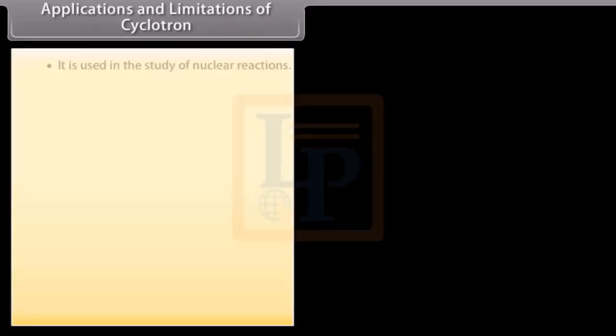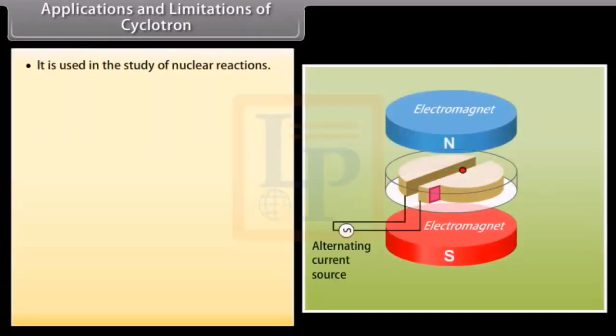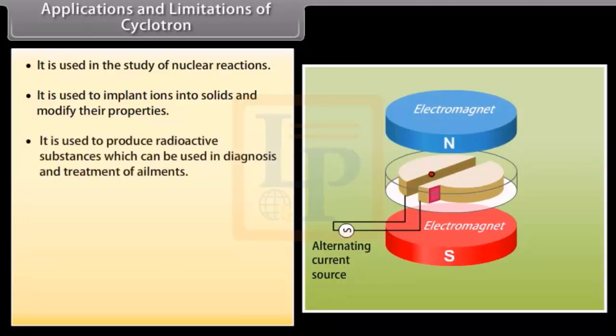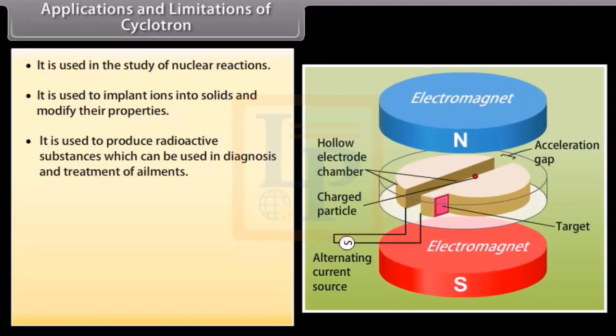Applications and limitations of the cyclotron. It is used in the study of nuclear reactions. It is used to implant ions into solids and modify their properties. It is used to produce radioactive substances which can be used in diagnosis and treatment of ailments.